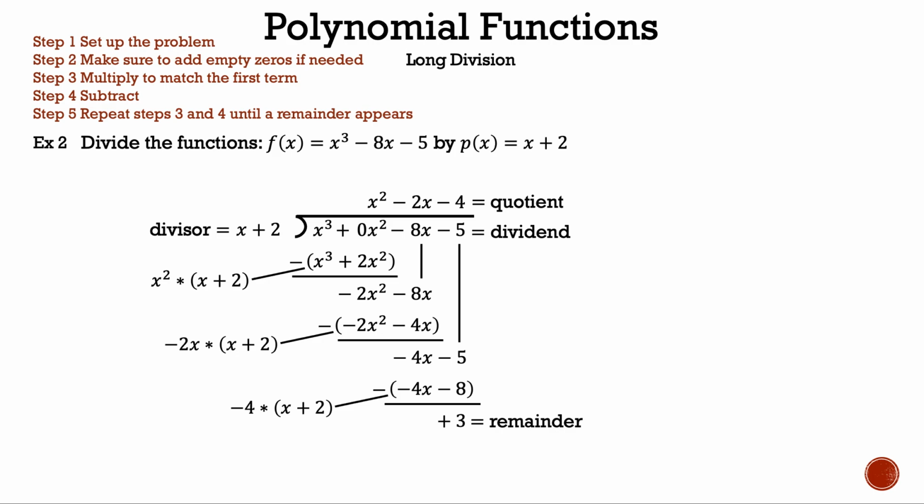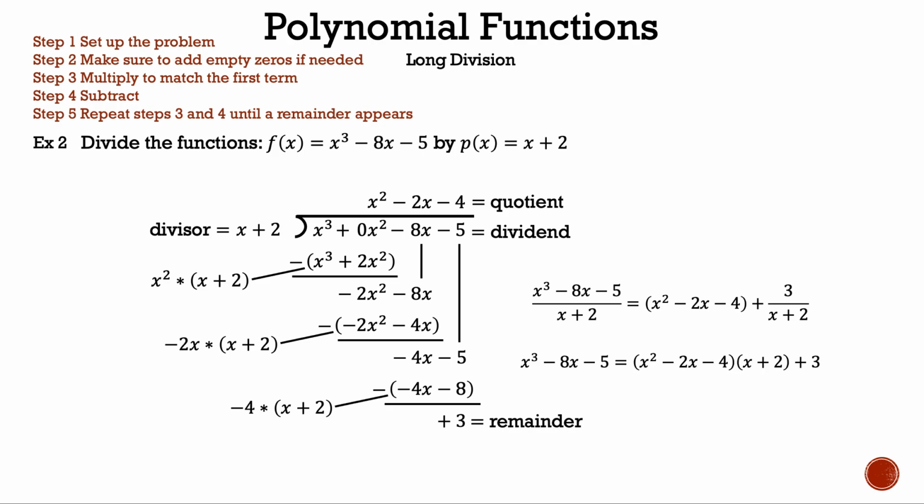Now, there are two ways to write the answer. The first one is x cubed minus 8x minus 5 all over x plus 2 is equal to the quantity of x squared minus 2x minus 4 plus 3 all over x plus 2. And the second one is x cubed minus 8x minus 5 is equal to the quantity of x squared minus 2x minus 4 times the quantity of x plus 2 plus 3.